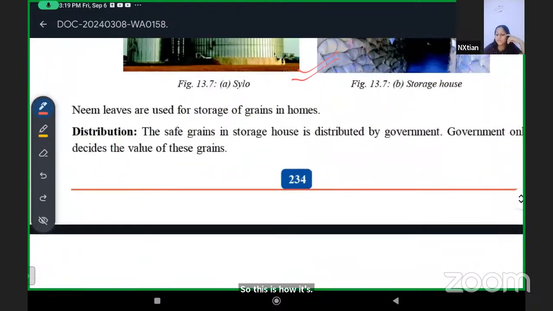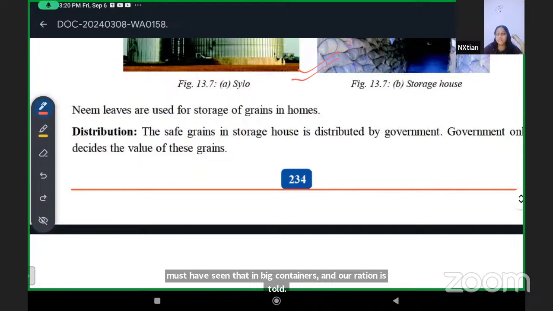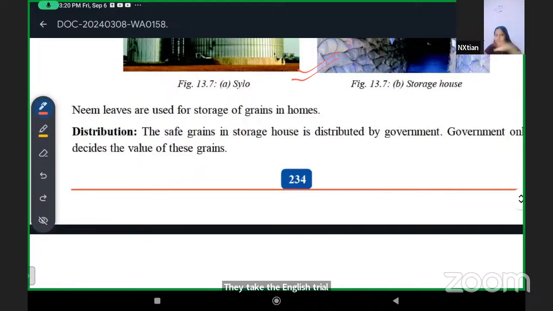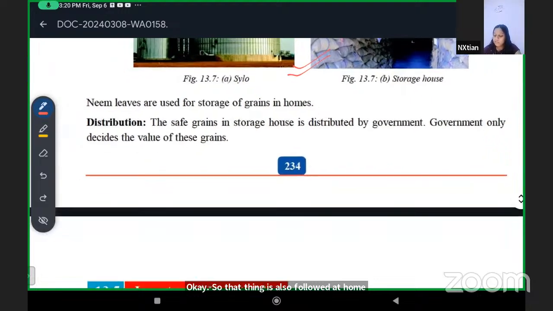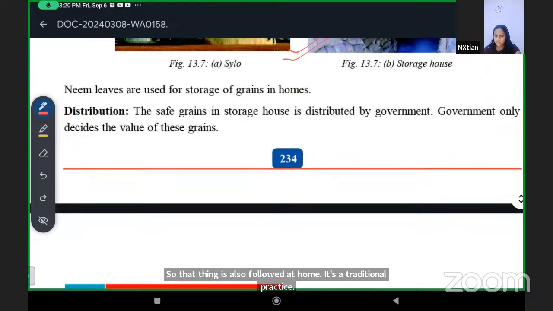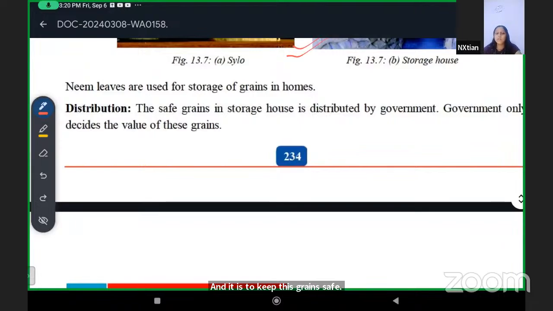Now, neem leaves are also used for storage of grains in homes. You must have seen that in big containers when our ration is stored. Our parents or grandparents take neem leaves, dry them, put them beneath the big containers, and then put the ration in. That is also followed at homes. It's a traditional practice to keep the grains safe.